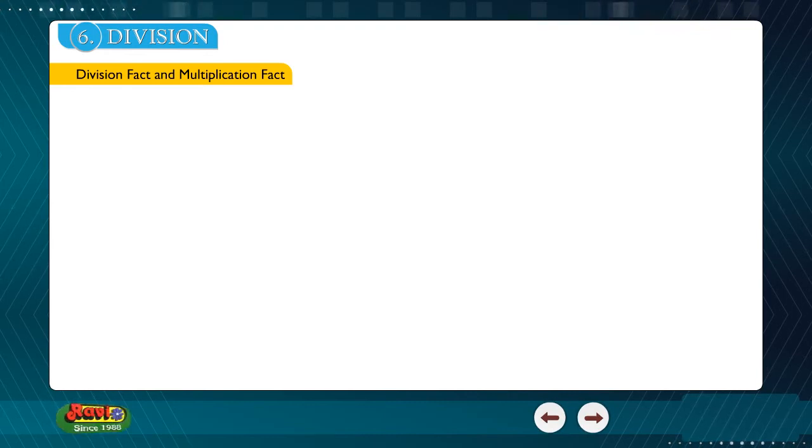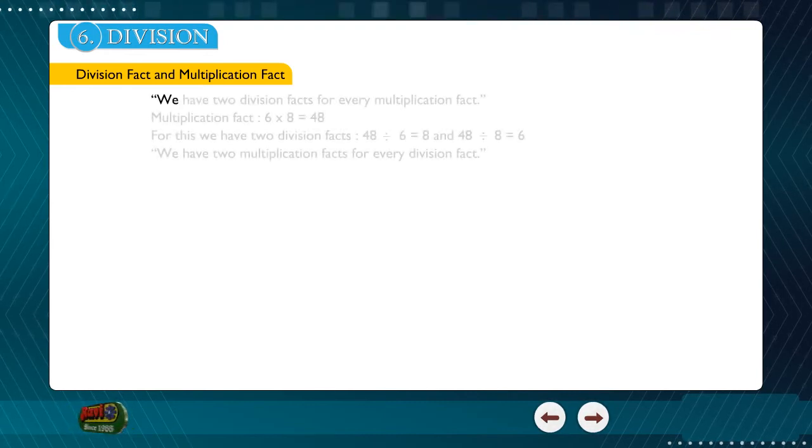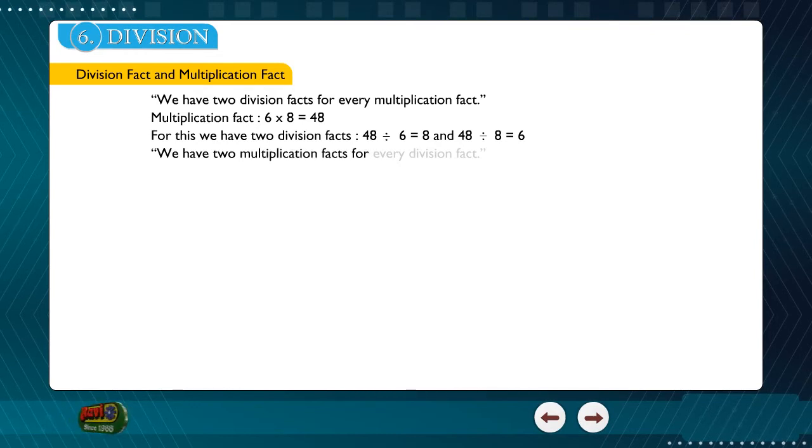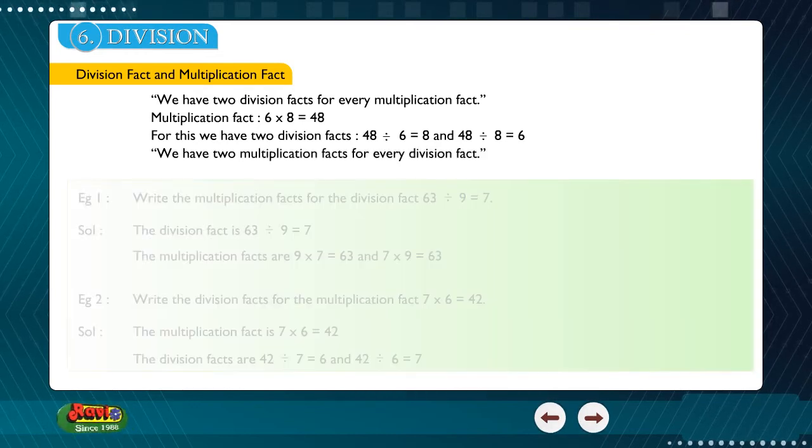Division fact and multiplication fact. We have two division facts for every multiplication fact. Multiplication fact: 6 into 8 is equal to 48. For this, we have two division facts. 48 divided by 6 is equal to 8 and 48 divided by 8 is equal to 6. We have two multiplication facts for every division fact.